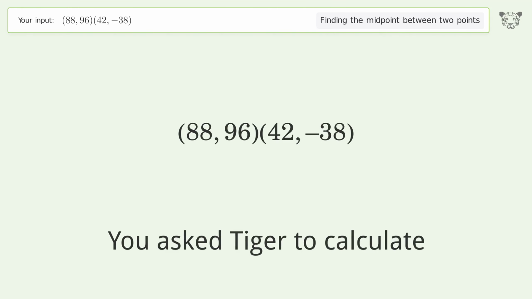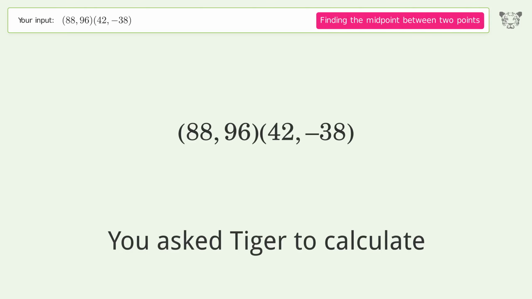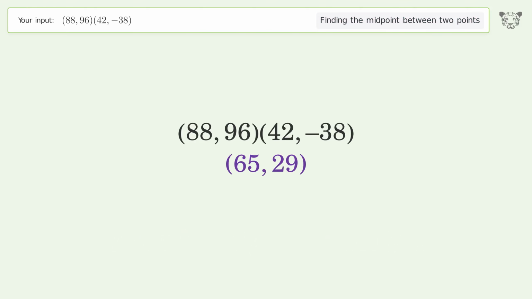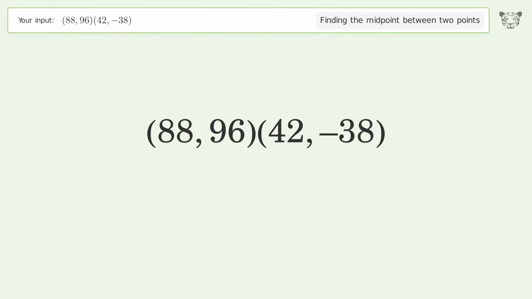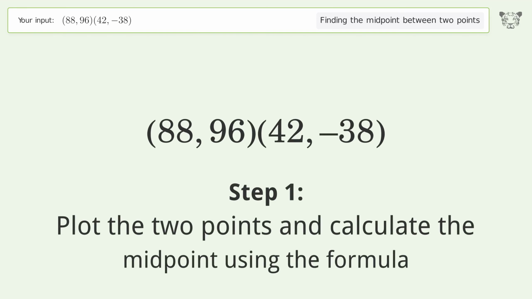You ask Tiger to calculate. This deals with finding the midpoint between 2 points. The midpoint between the 2 points is 65,29. Let's solve it step by step. Plot the 2 points and calculate the midpoint using the formula.